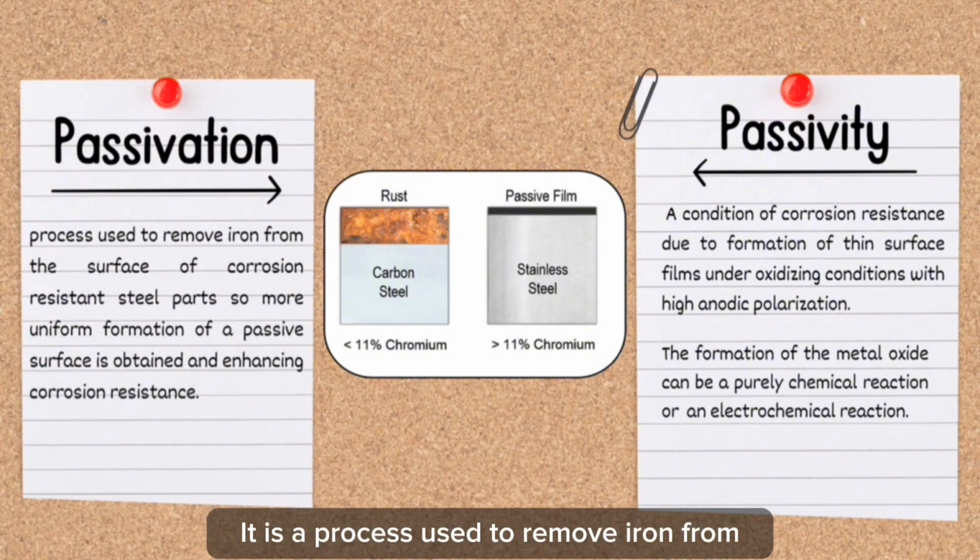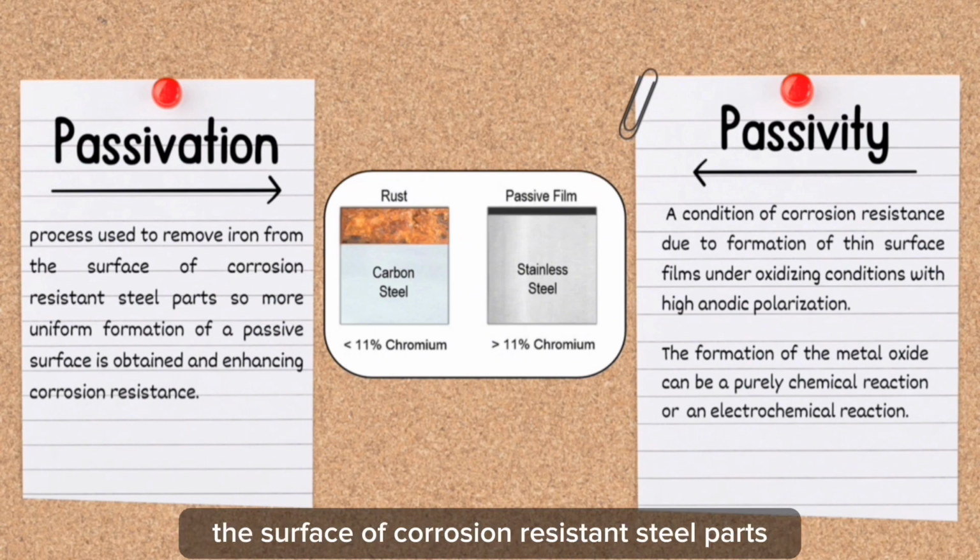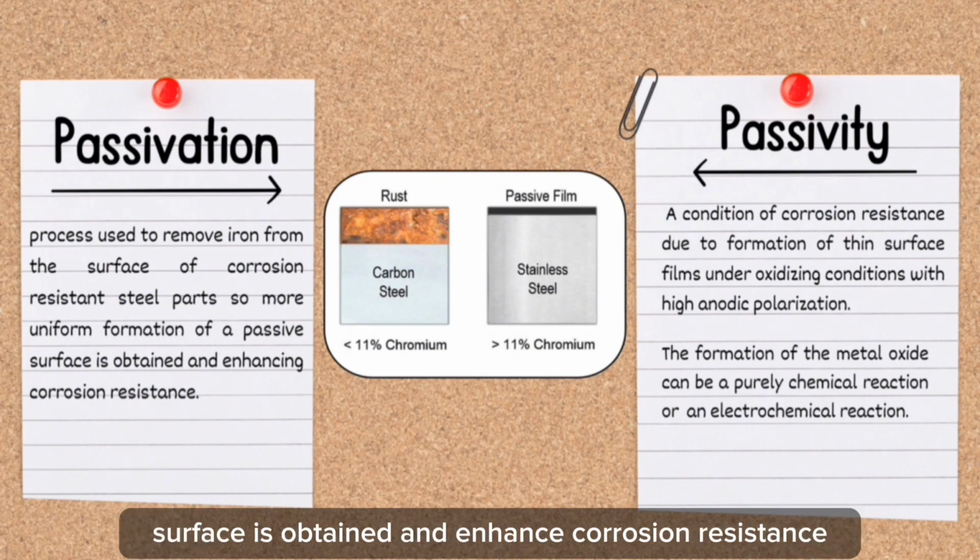Passivation. It is a process used to remove iron from the surface of corrosion-resistant steel parts so more uniform formation of a passive surface is obtained and corrosion resistance is enhanced.